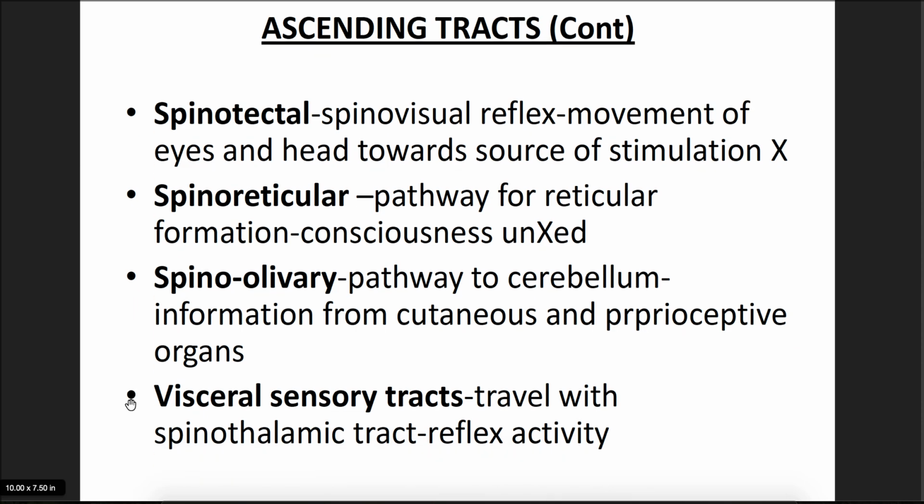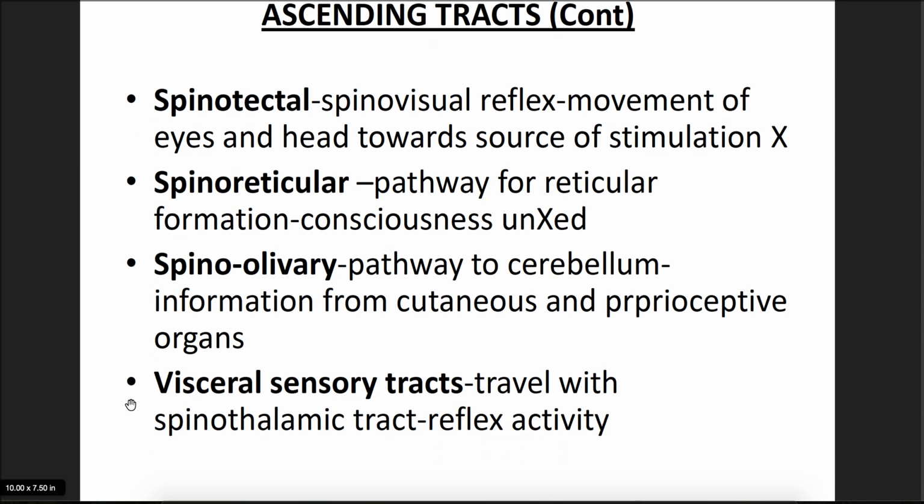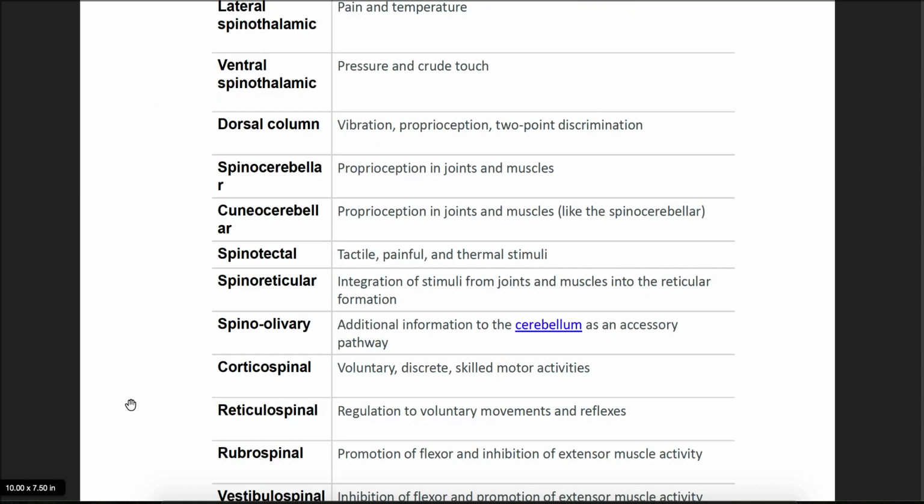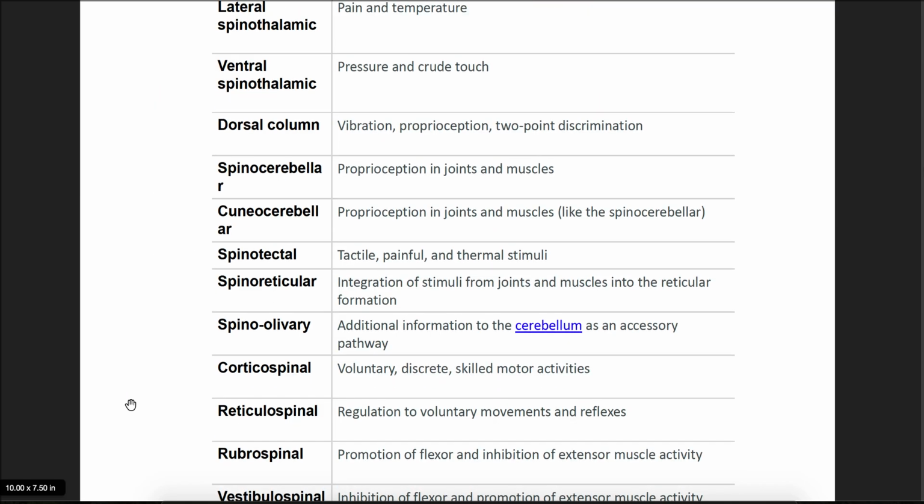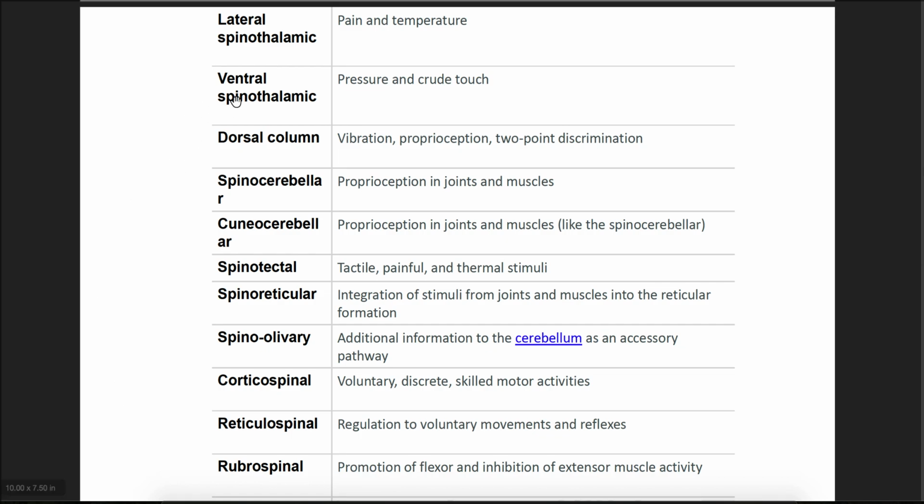Now, these tracts that I talked about: spinotectal, concerned with movement of the eyes and head to any stimulation, and this tract is crossed, which means contralateral. Spino-reticular, going from the spinal cord to the reticular formation, concerned with consciousness, uncrossed. Spino-olivary, going from the spinal cord to the olivary nuclear complex in the cerebellum. And visceral sensory, traveling with the spinothalamic tract, concerned with reflex activity. Now here I've got a simplified table.